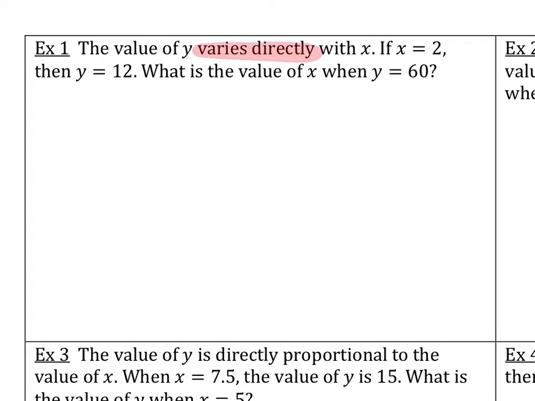Varies directly. What did we say we were going to do with the words varies directly? Divided by. All right, everybody do that right now. Cross out varies directly and put divided by. The reason we're doing that is because this sentence tells me everything I need to know. It says y is divided by x.